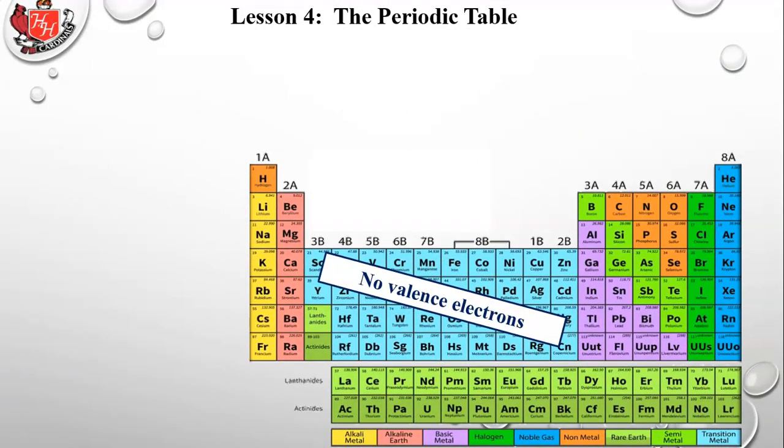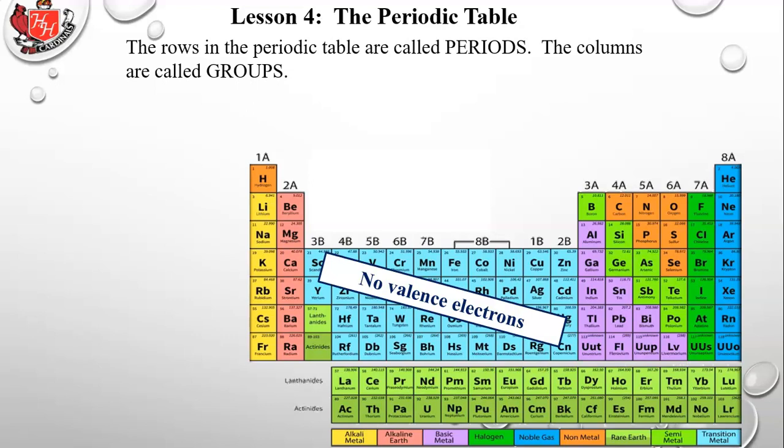Okay, now you're going to learn how to read the periodic table and use it to draw an atom of a particular element. The rows in the periodic table are called periods, although oftentimes we'll still just call them rows. And the columns in the periodic table, that's the up and down, are called groups, although oftentimes we'll still just call them columns. So period and row mean the same thing. Column and group mean the same thing.